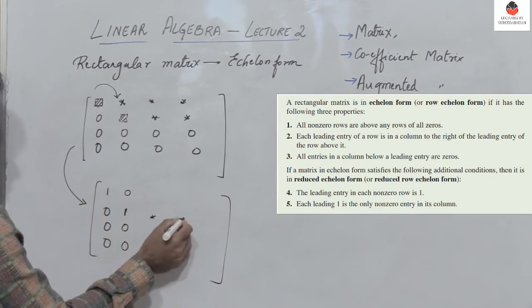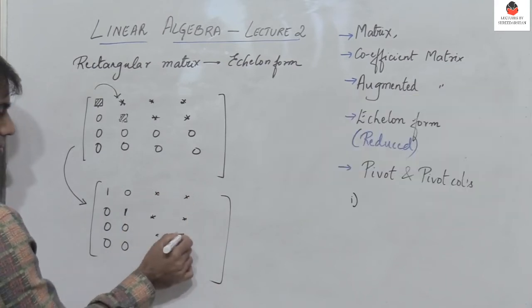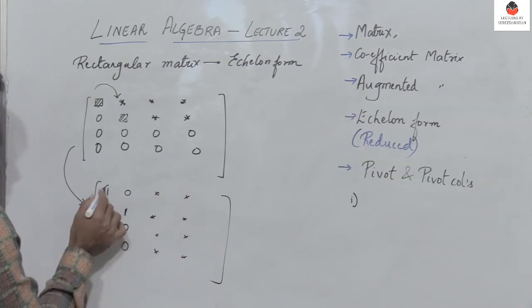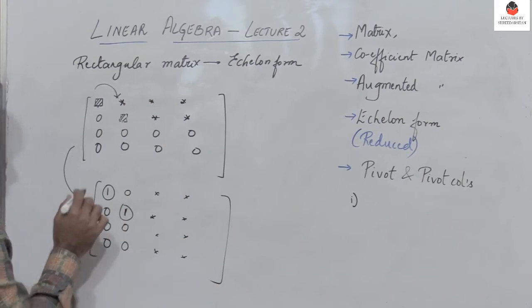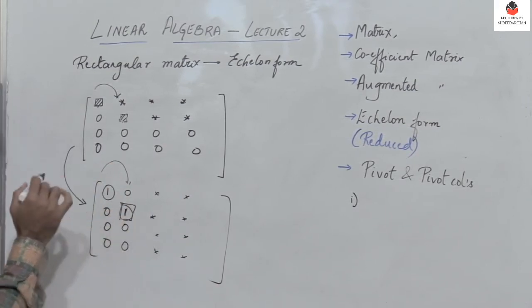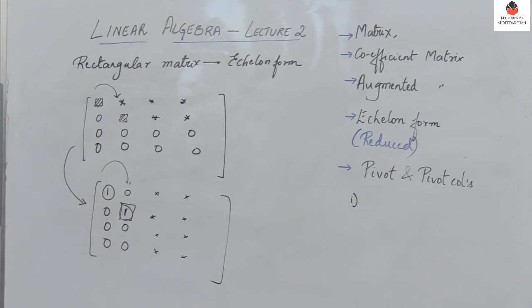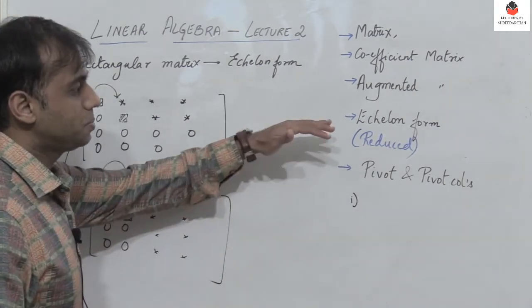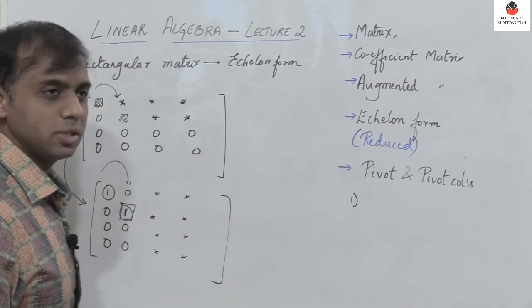And I can have other elements. So these are the leading entries which are 1. And if I have a leading entry in any column, that should be the only non-zero entry. So these are the 2 extra points wherein I convert the echelon form to reduced echelon form. So let's take a few examples and we shall see how to obtain the echelon form and reduced echelon form.